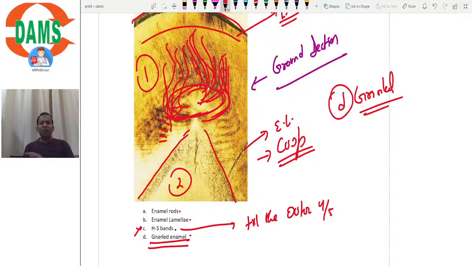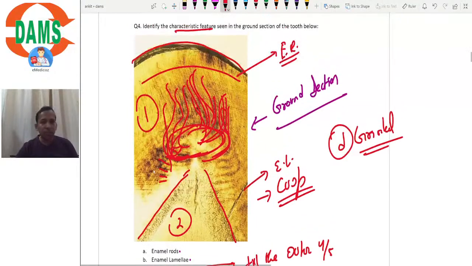Now enamel rod would be seen in any section of enamel, and the same is true of enamel lamella. It can be seen anywhere on the enamel. But gnarled enamel is specifically seen at the cusp region. And hence this is our preferred answer. Is it clear?